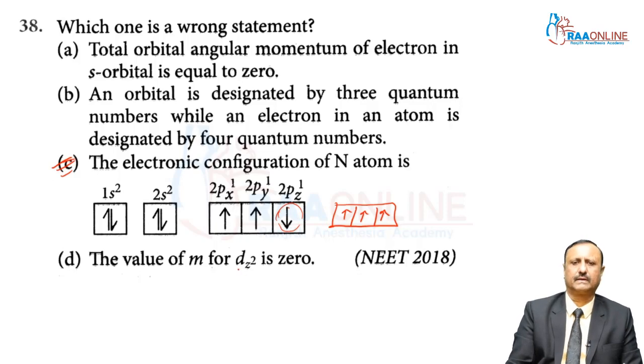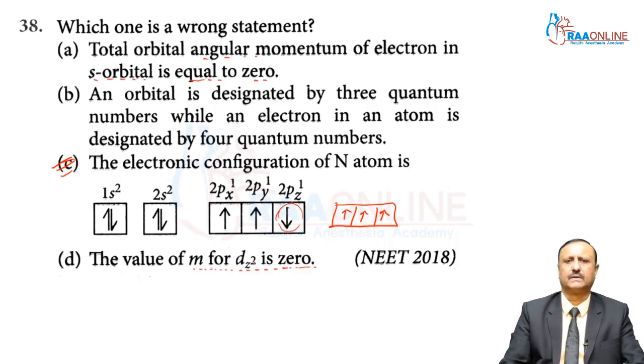Now, we can see another statement: m for dz is equal to 0, yes, 0. Correct statement. And an orbital is designed by 3 quantum numbers, yes, n, l and m. Total orbital angular momentum of an electron in s orbital is equal to 0. Because in s orbital no angle is present, so angular momentum is not present. You can also learn this type of angular momentum.